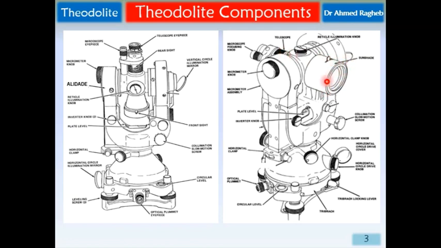Objective lens. Horizontal circle, vertical circle. Alidade is the upper part of the theodolite without the base, without the screws, without the horizontal circle. So the whole instrument is called theodolite, but the upper part only is called the alidade.